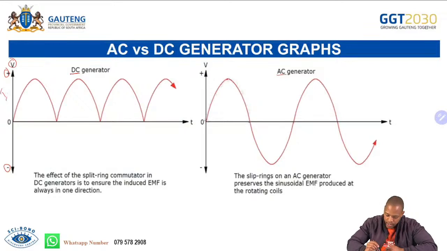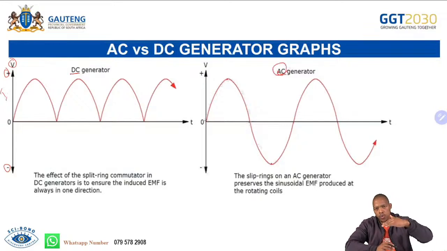180 rotation, and then we also have negative maximum on AC generators, because AC alternates the current. Yes, hence it's called alternating current. It changes the direction of the current. So it goes in the positive direction. It also goes in a negative current direction, going back to zero, going back to maximum, back to zero, minimum, and also back to zero.